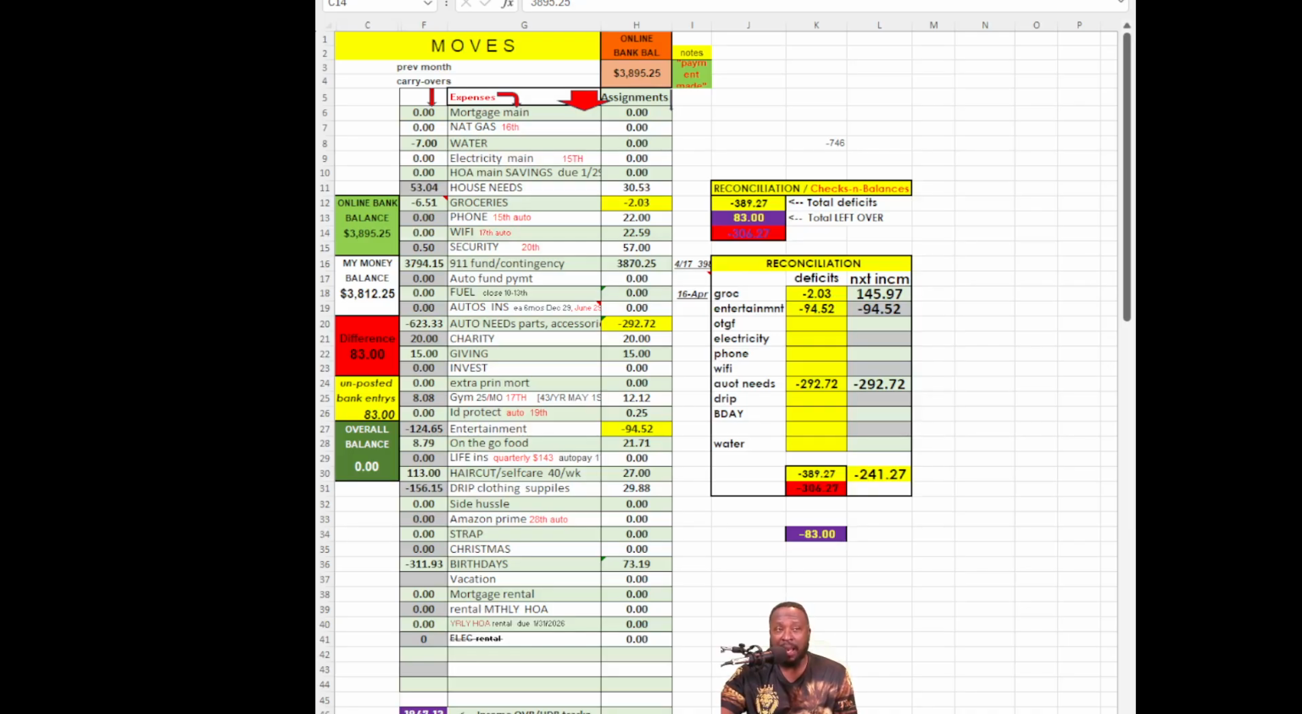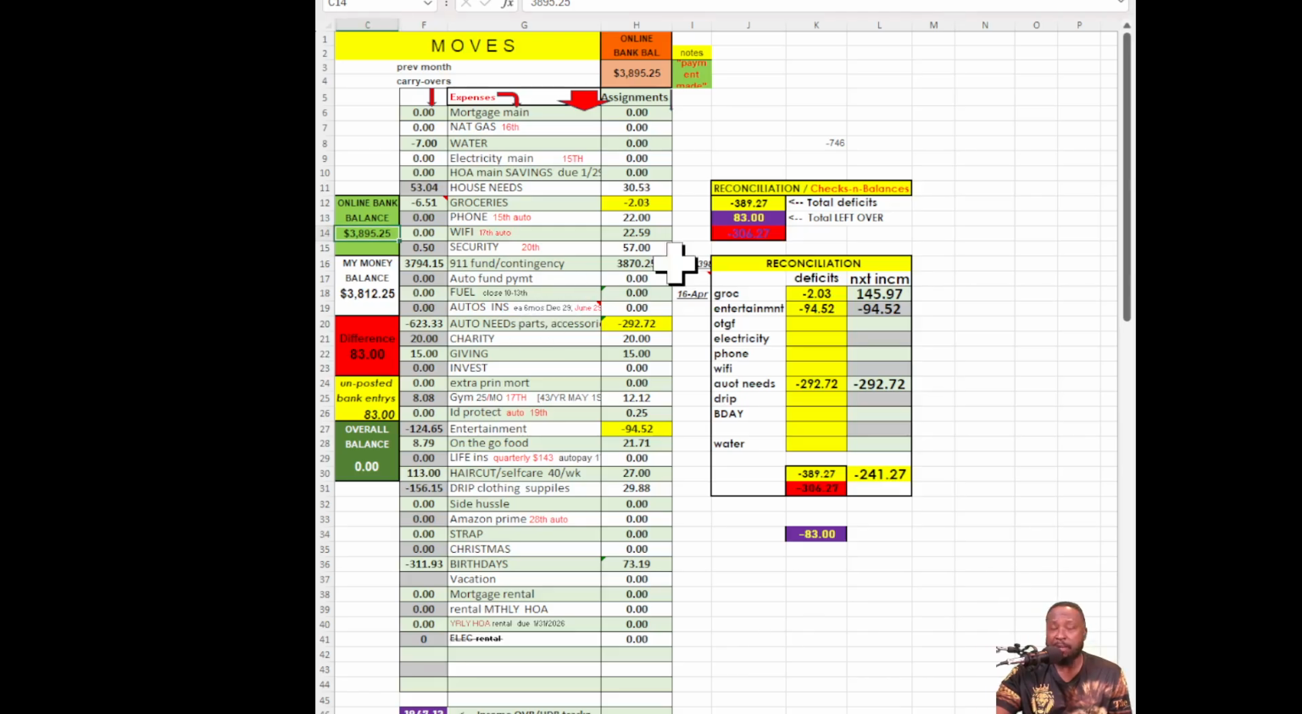And that's why I created this little checks and balances system over here. Let me move myself out of the way. This checks and balances system allows me to see what the deficits are, and then the next income, when I get paid, when I have more income coming in next time, how these amounts are going to be taken care of.